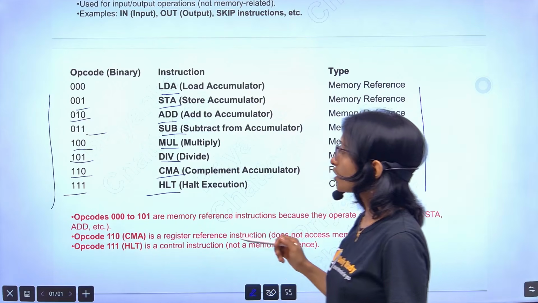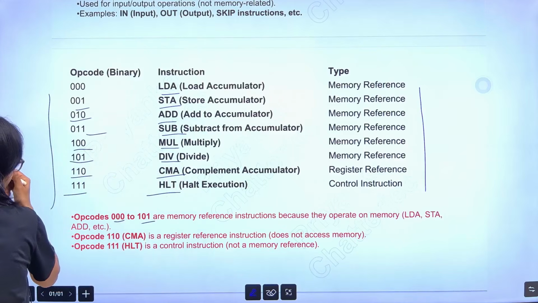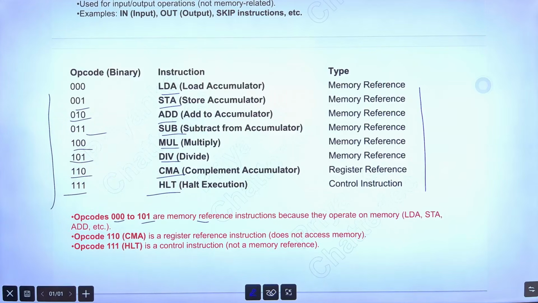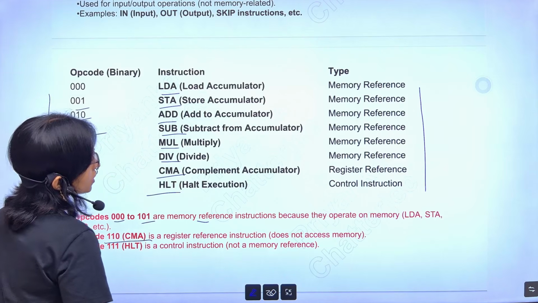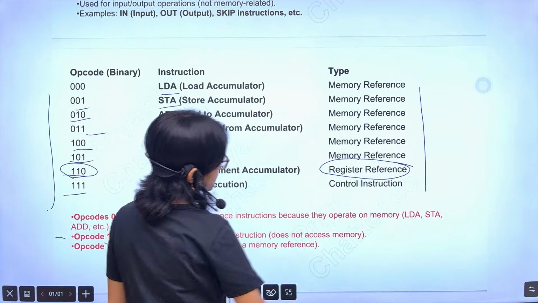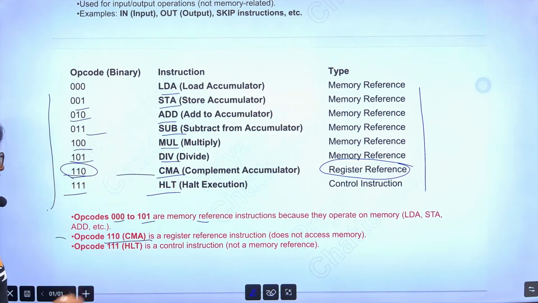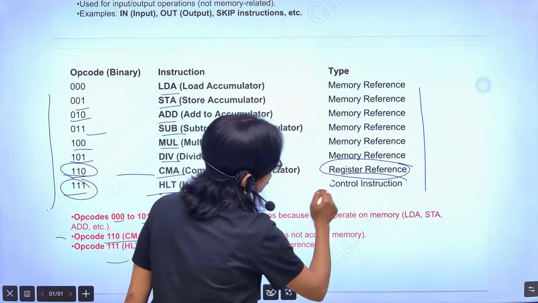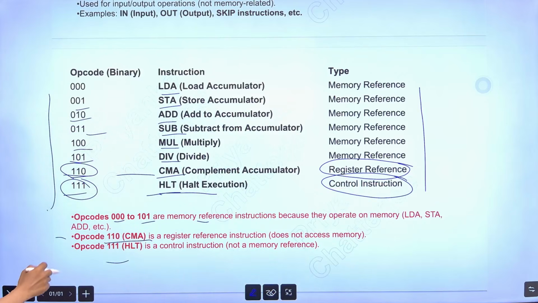Opcodes 000 to 101 are memory reference instructions because they all operate on memory. Opcode 110, that is CMA, is a register reference instruction. And opcode 111 is actually a halt instruction, that is a control instruction. These are only two different instructions. Other than that, all are working on memory.